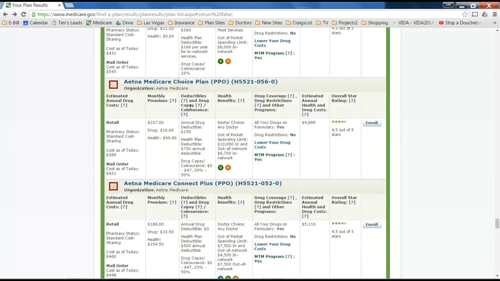So these PPOs, they might give them access to out-of-network doctors, but if they're in great health and they're just taking regular medications, it could end up costing them more in the long run.